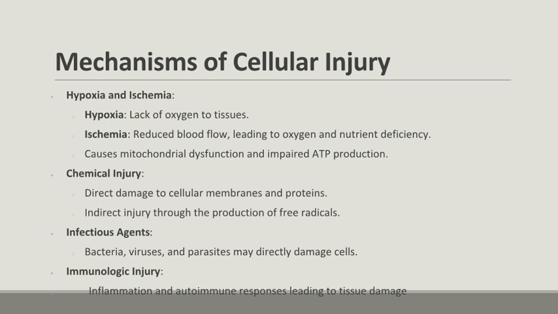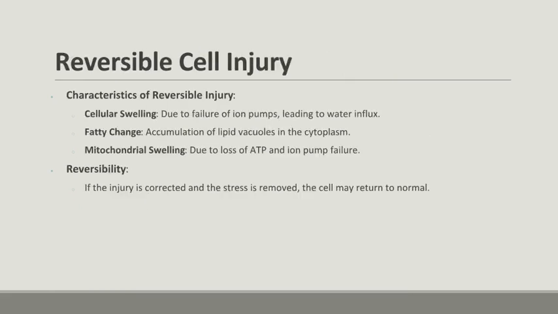Chemical injury. Chemicals can directly damage membranes or indirectly through the formation of reactive free radicals, which cause widespread damage to proteins, lipids, and DNA. Infectious agents. Pathogens such as bacteria, viruses, and parasites can cause direct cellular injury through invasion and the release of toxins. Immunologic injury. The immune system, while designed to protect the body, can sometimes attack normal, healthy tissues, resulting in inflammation and further damage.